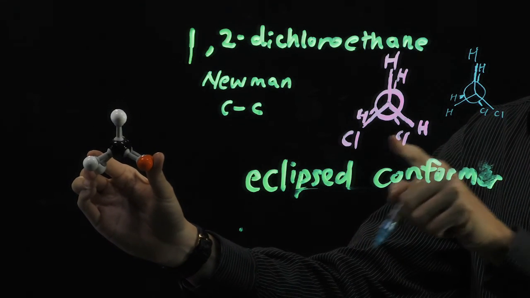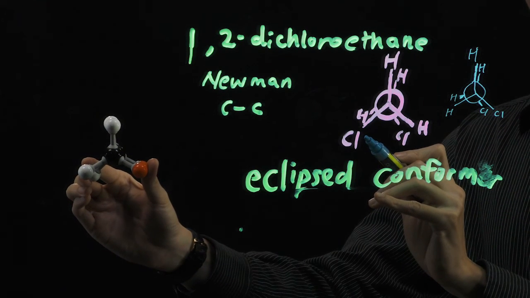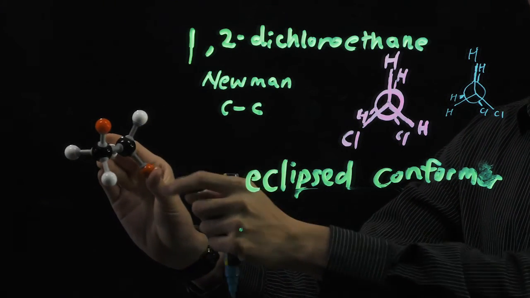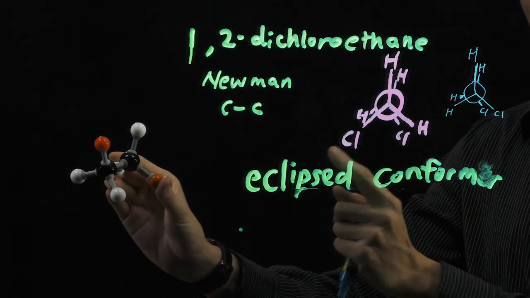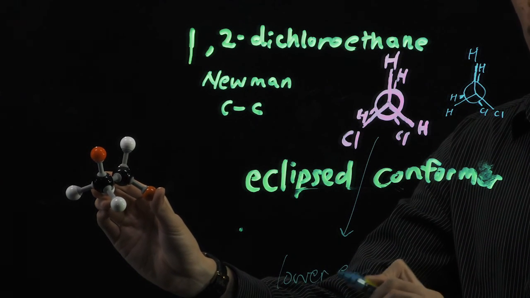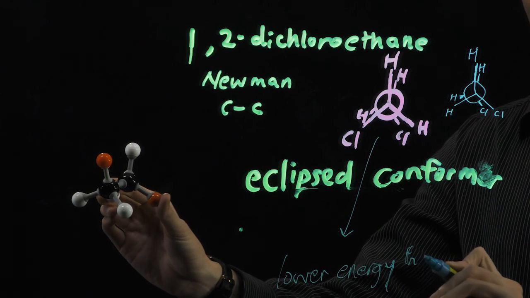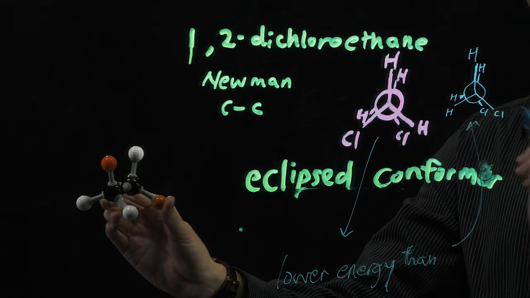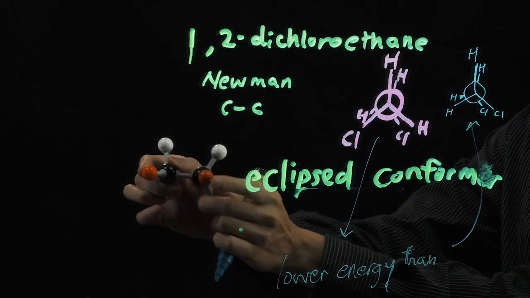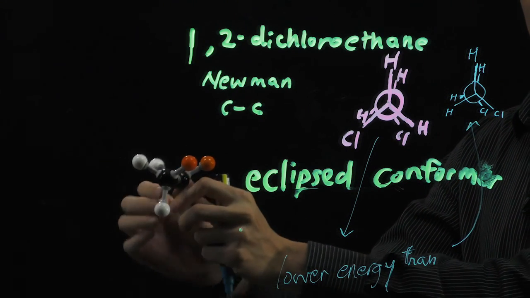Now, both of these are eclipsed, but you notice something very different. In the previous case, when the chlorines are not overlapping each other, when they are further apart, the electron clouds are not repelling so much because of the distance. So this case is of lower energy than this case. Because here you see the chlorines are so close, they're just repelling each other. It is so bad. Electron clouds repelling each other. So high energy, low energy, but both are considered eclipsed.